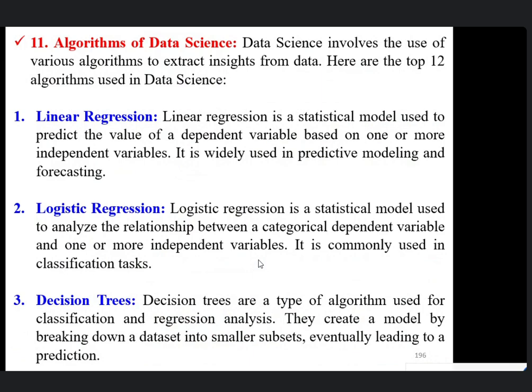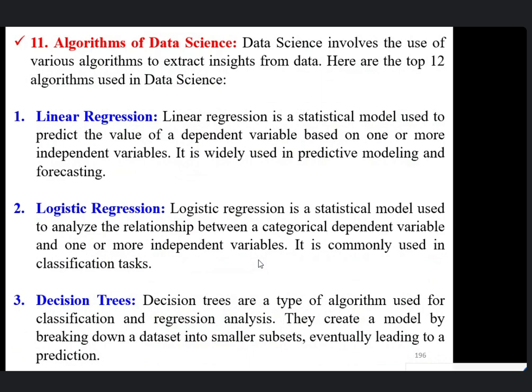Today I am going to give a brief introduction to the algorithms we are using. There are top 12 algorithms that are famous in data science. The first one is linear regression. It comes under regression techniques and under data mining. It is a statistical model used to predict the value of a dependent variable based on one or more independent variables. It is widely used in predictive modeling and forecasting data.